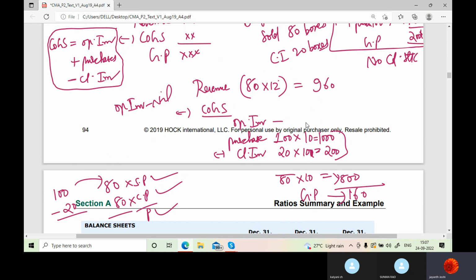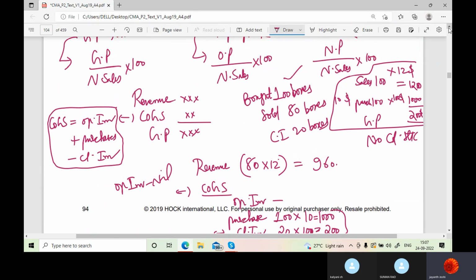So opening inventory is nil. 100 boxes I purchased, which cost me 1000. But 20 boxes are left over with me. That means 200 worth of goods I'm not selling. Correct. So I'm selling how much worth of goods? 80 boxes or 800 worth of goods for how much? 960. So I will get a profit of 160 or not? That's it, naturally. Okay. Now from starting, make note of everything.